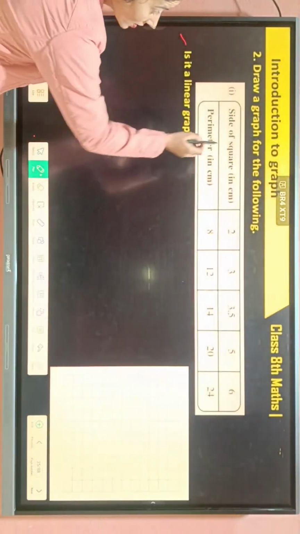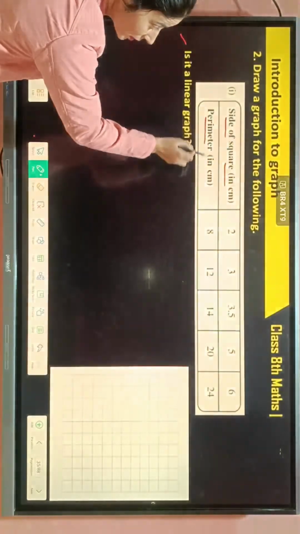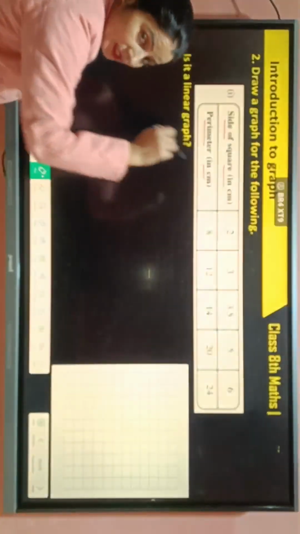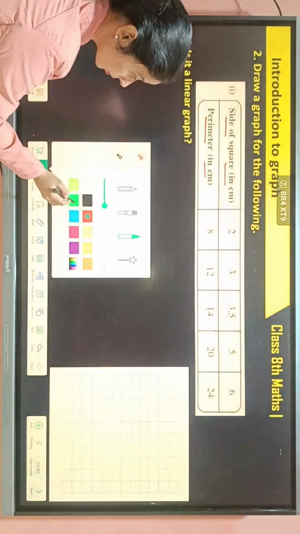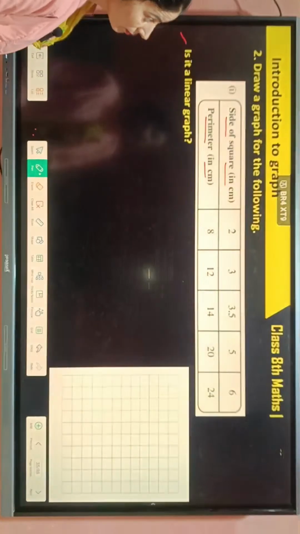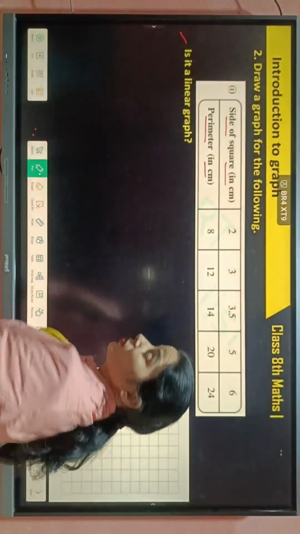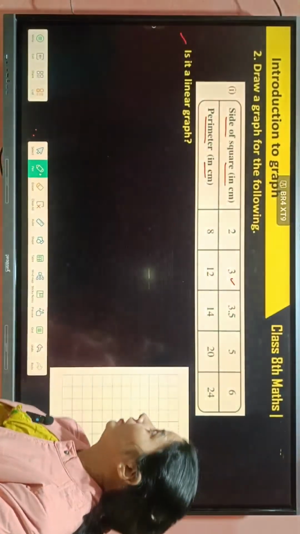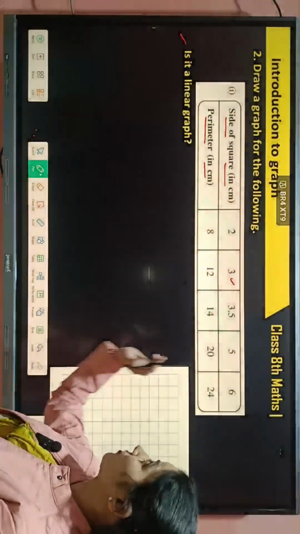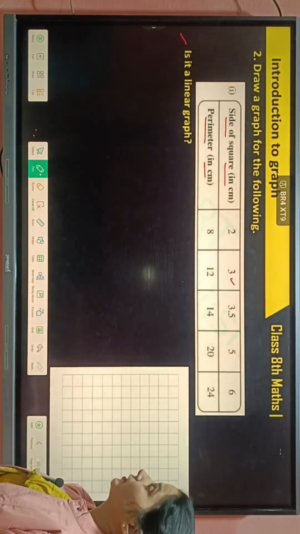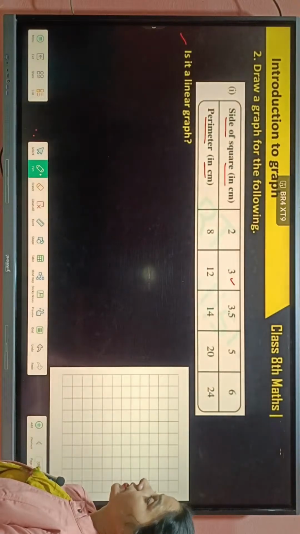Side of square is in centimeter and perimeter is in centimeter. So if side is 2, then perimeter will be 8. Perimeter is depending on the side of square. If side is 3 centimeter, then the corresponding perimeter is 12 centimeter, and if side is 3.5, then perimeter is 14, and if side of square is 5 centimeter, then the corresponding perimeter is 20 centimeter.